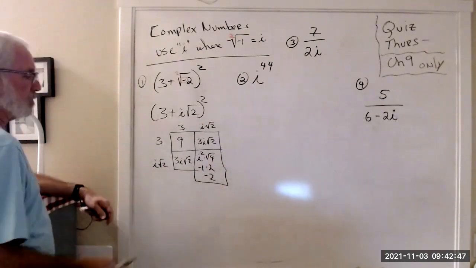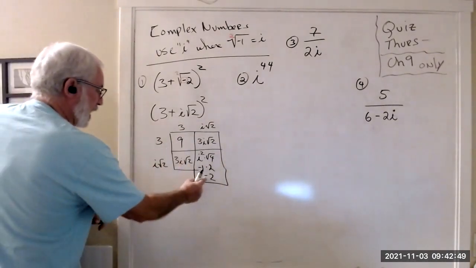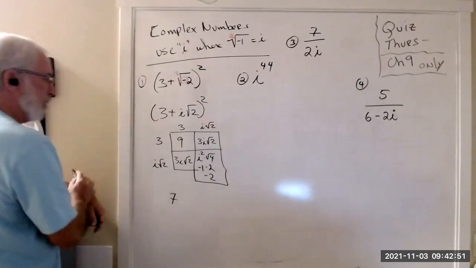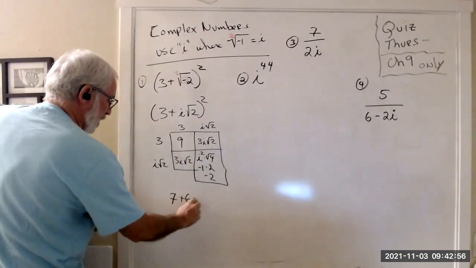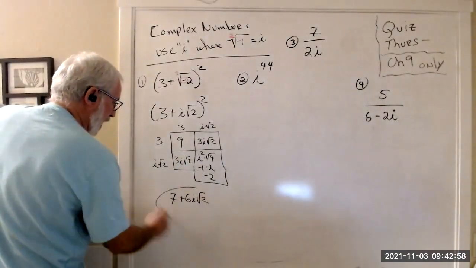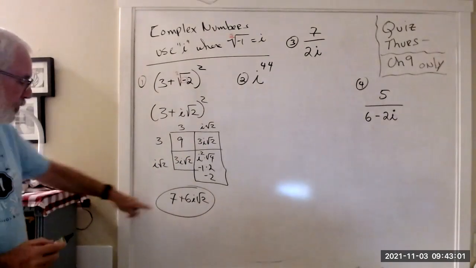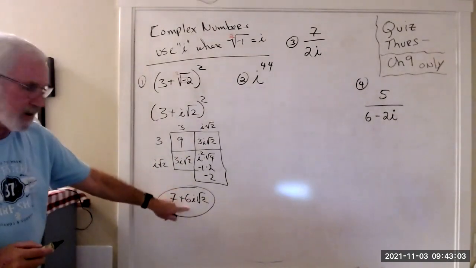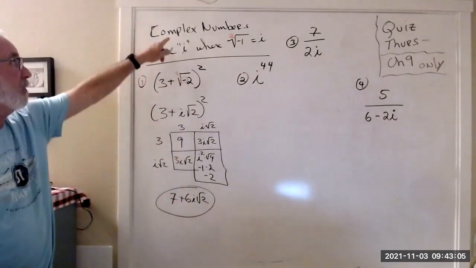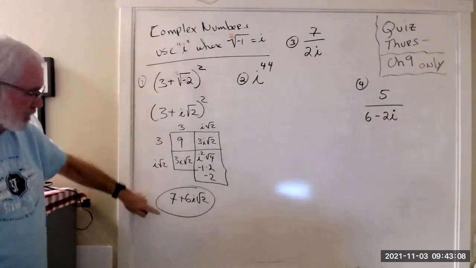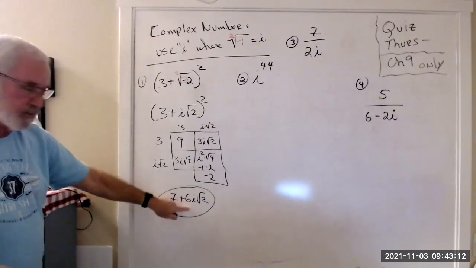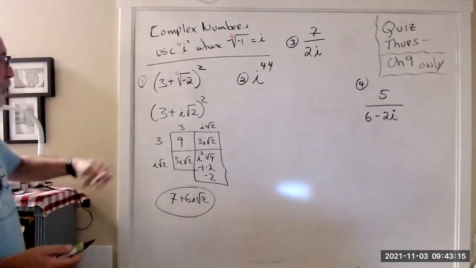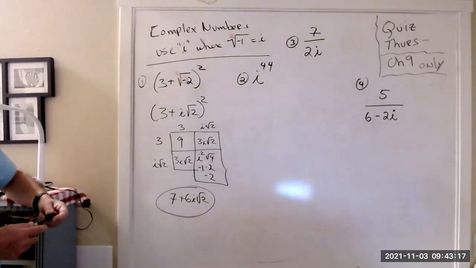Okay, so now you look for like terms. 9 and -2 is 7. And 3i and 3i radical 2 is 6i radical 2. And that's your answer. And remember, we try to put the real number in front and the imaginary number at the back end of a complex number. The first number is just the pure real. The second number has the i in it. So anyway, that's the answer for number 1. Any questions?